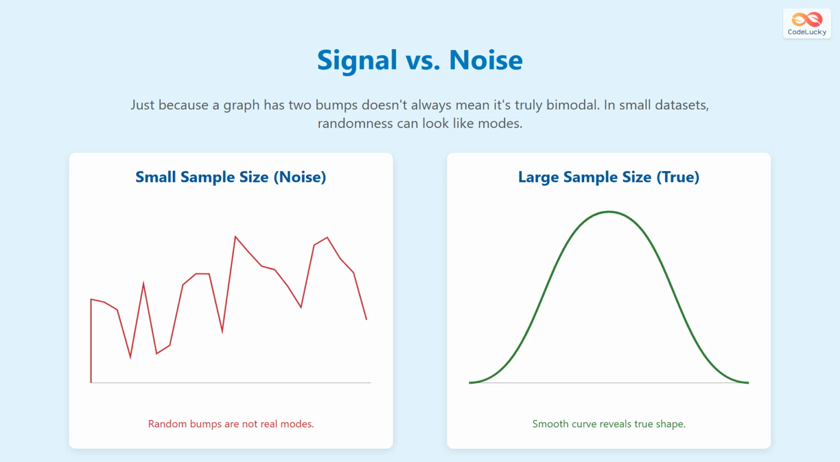A word of caution. Just because a graph looks jagged with multiple bumps does not always mean it is multimodal. If your sample size is small, randomness can create fake peaks, which we call noise. Always ensure you have enough data to confirm if the modes are real.